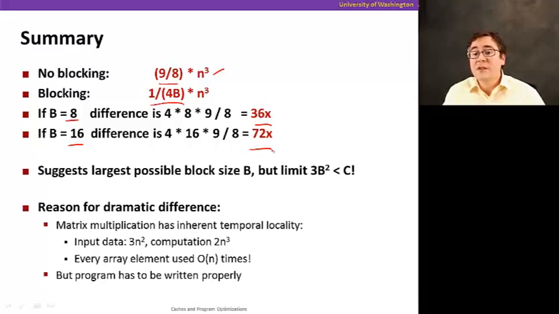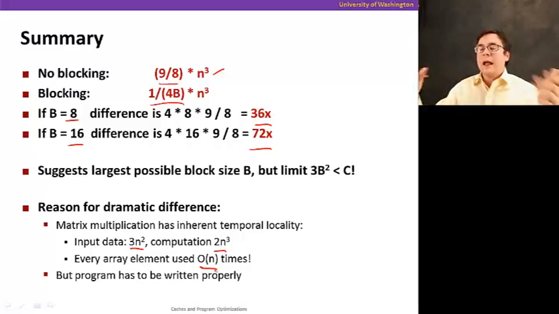The reason for the dramatic difference is that matrix multiplication inherently has temporal locality, but you have to reorder the operations in order to take advantage of that. The input data is 3n squared, and the computation is 2n cubed. So every array element is accessed order n times. But the program really has to be written properly, otherwise the temporal locality is too far apart in time, and the cache can't capture it.